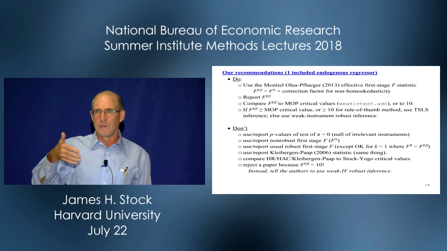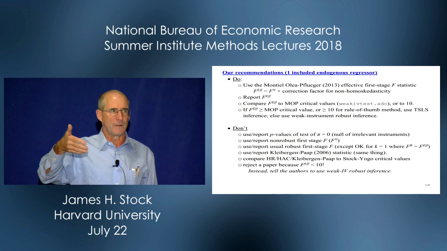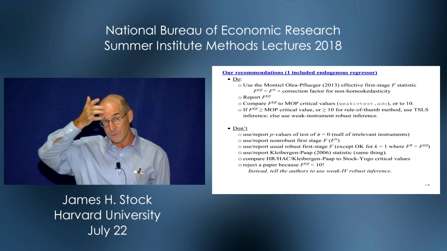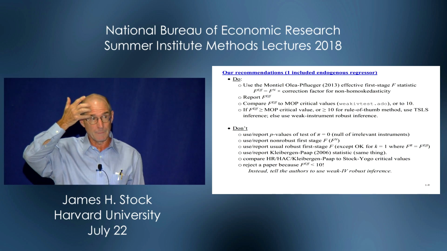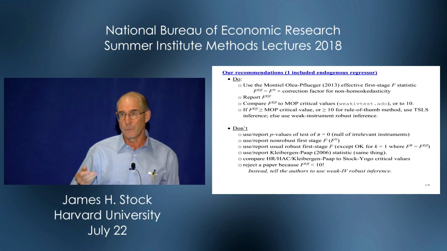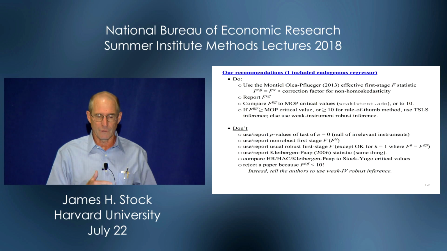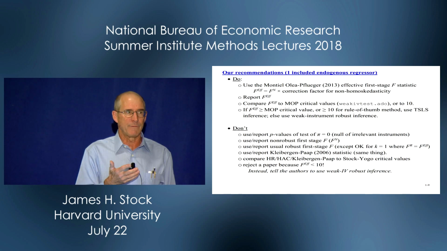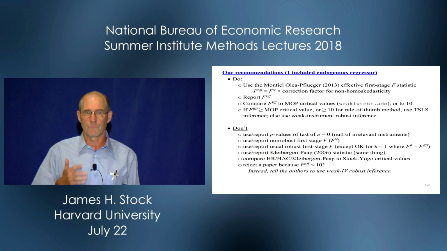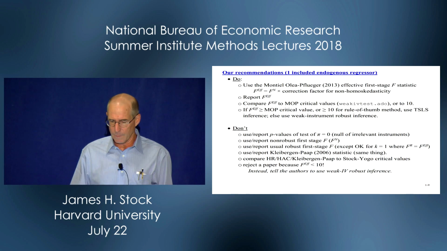If you're doing this as a pre-step or a pre-diagnosis, then if it's greater than 10, you might want to use strong instrument methods, two-stage least squares, for example. And if it's less than the cutoff, 10, or the critical value, then you're going to have to use some weak-instrument-robust methods for inference. And Isaiah will talk about that.